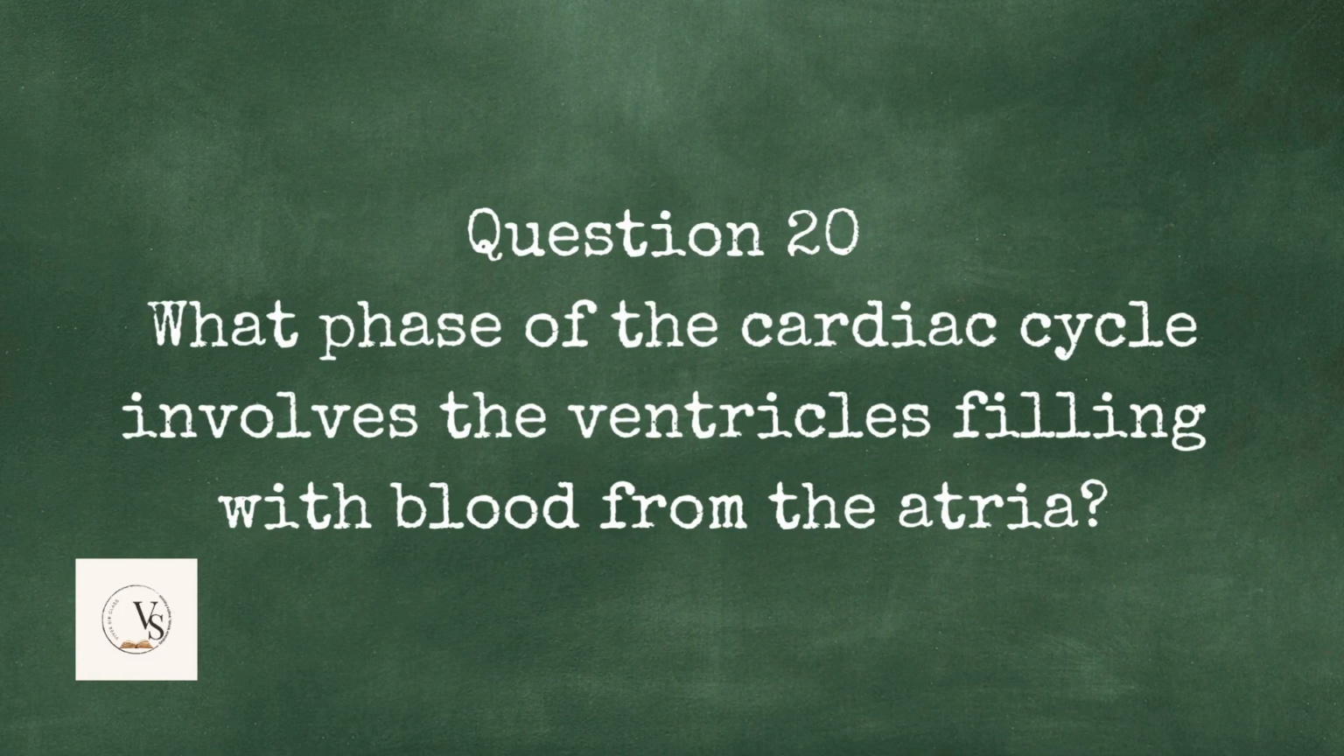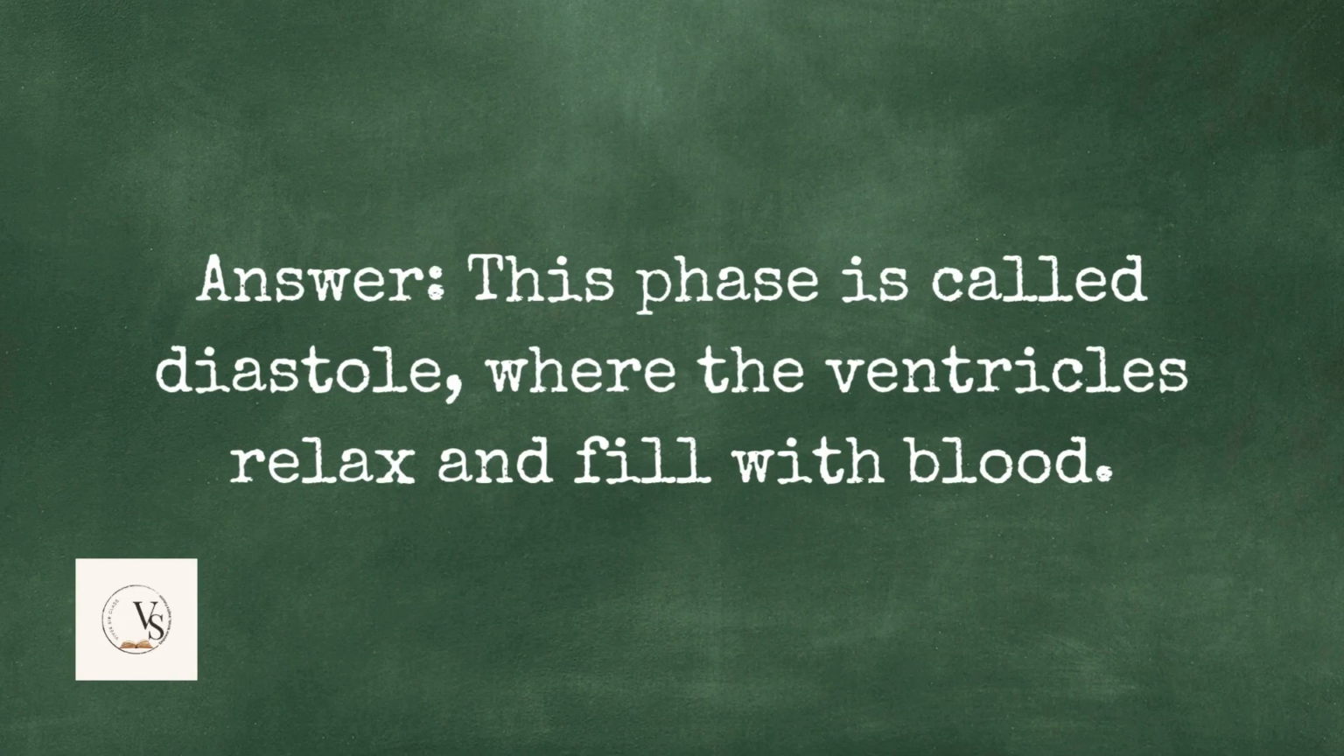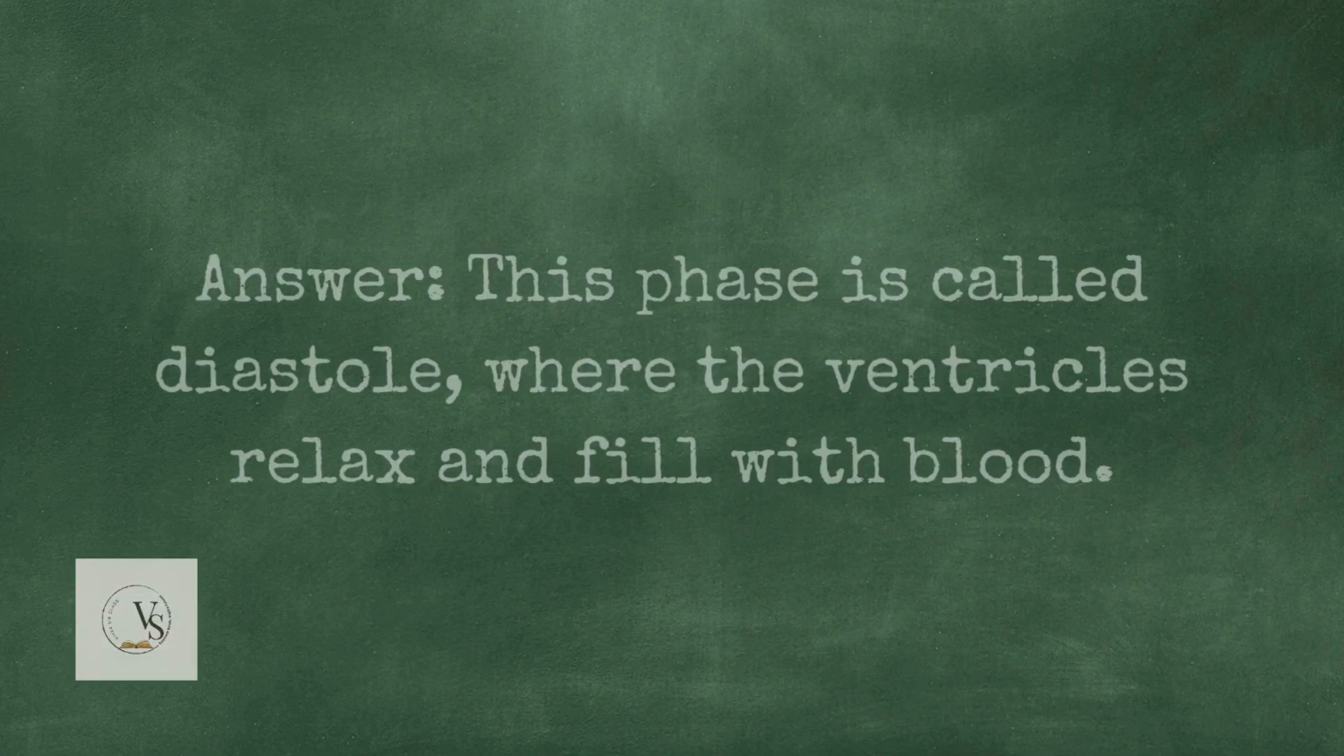Question 20. What phase of the cardiac cycle involves the ventricles filling with blood from the atria? Answer. This phase is called diastole, where the ventricles relax and fill with blood.